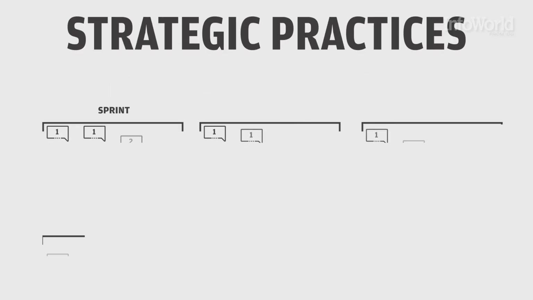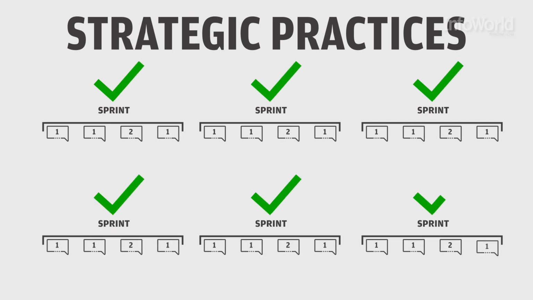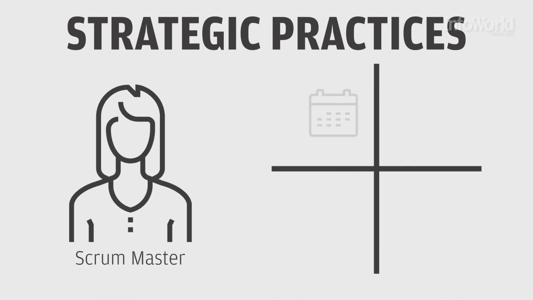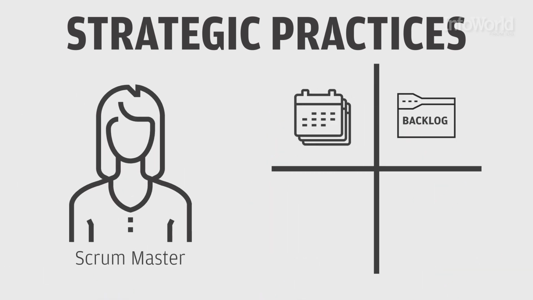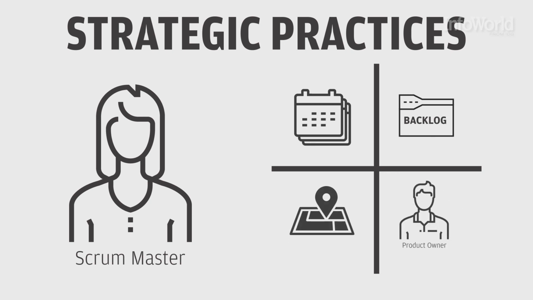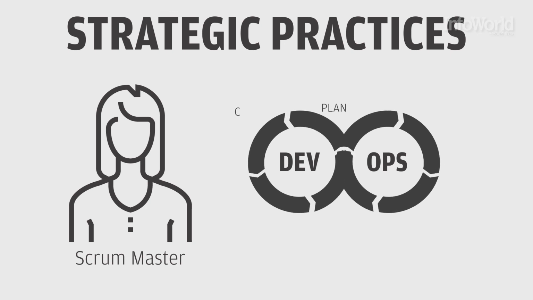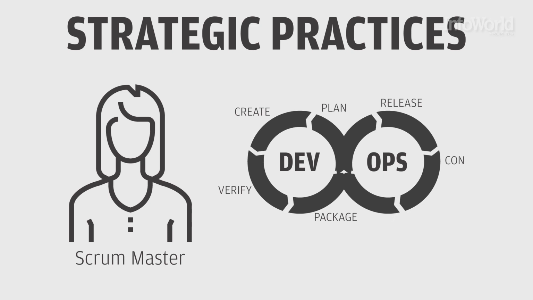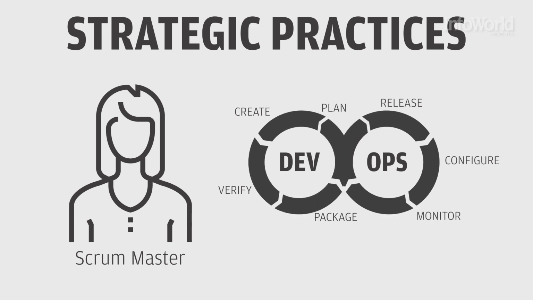With the team succeeding from sprint to sprint thanks to Lara's help, she can begin working on more strategic practices. As a Scrum Master, Lara develops a planning process to help fill the backlog and develop a product roadmap with Mike, the product owner. Lara also works with the operations team on an application release process, so the development team can push out frequent improvements to the application.